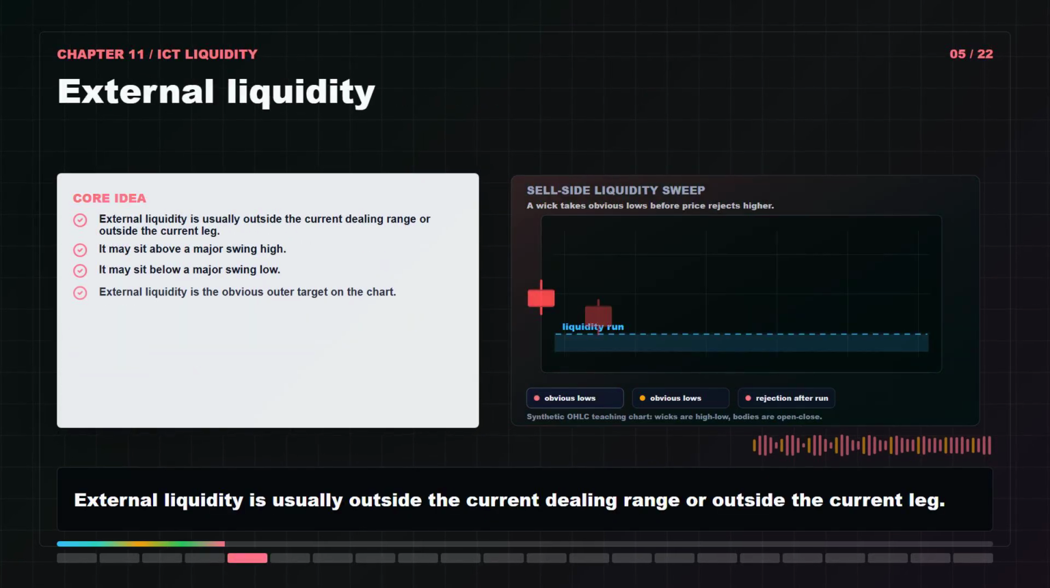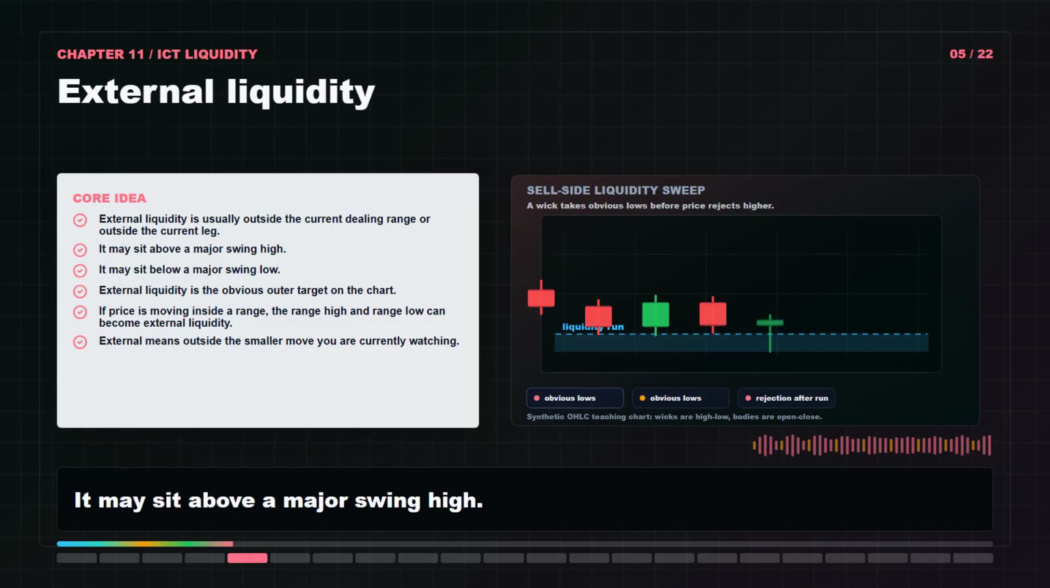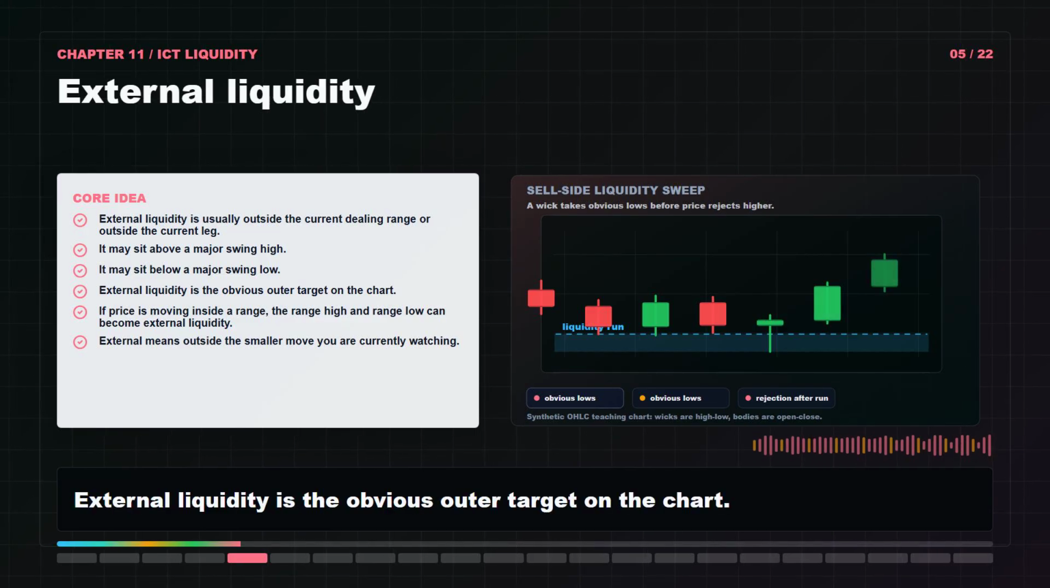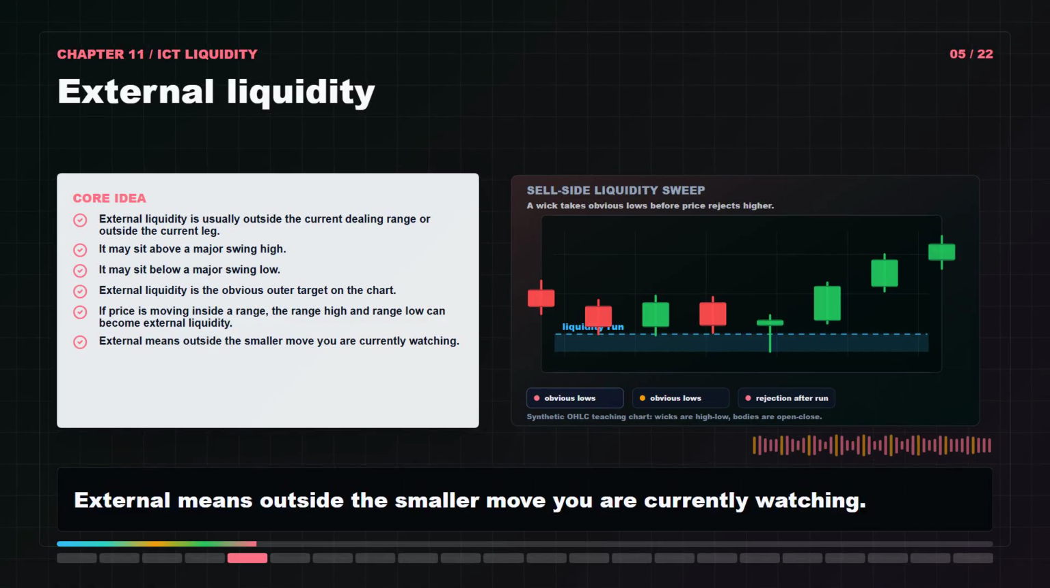External liquidity is usually outside the current dealing range or outside the current leg. It may sit above a major swing high. It may sit below a major swing low. External liquidity is the obvious outer target on the chart. If price is moving inside a range, the range high and range low can become external liquidity. External means outside the smaller move you're currently watching.